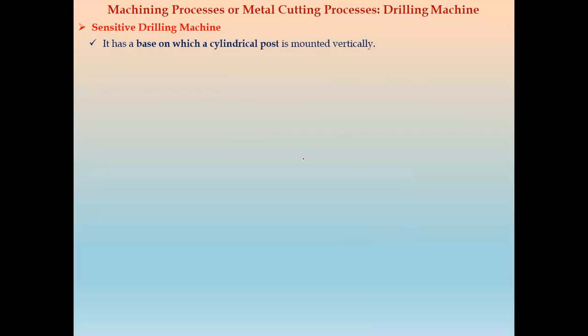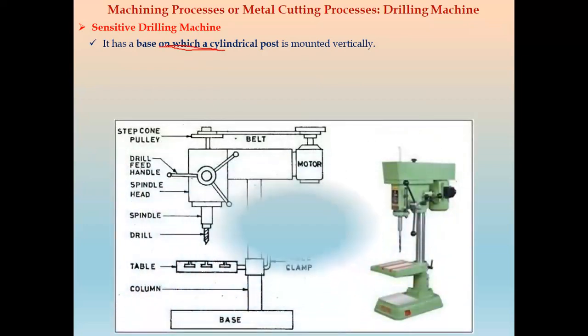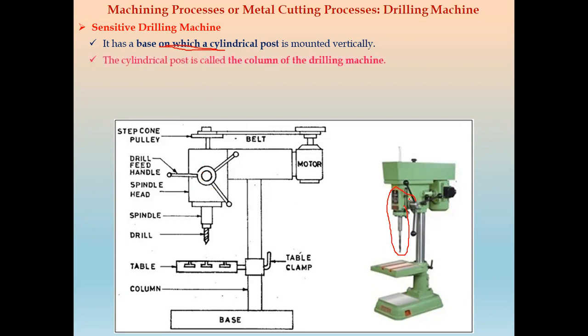Now in the sensitive drilling machine, there is a base on which a cylindrical post is mounted vertically. So if you see this cylindrical post, it is mounted vertically in this drilling machine. The cylindrical post is called the column of the drilling machine. So this cylindrical post is also called a column.